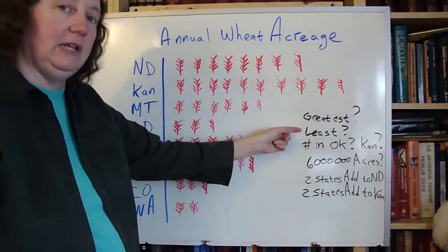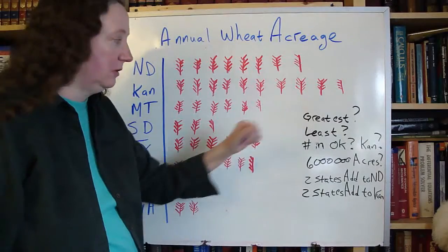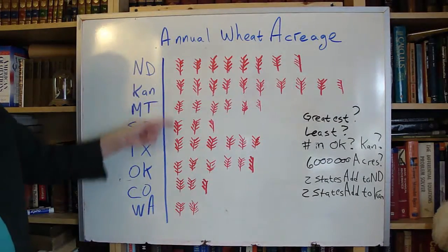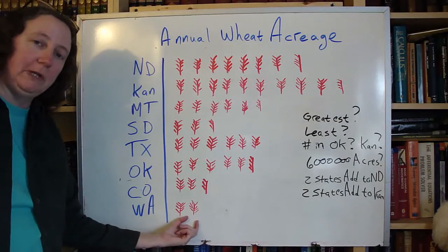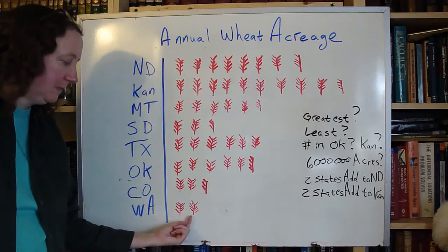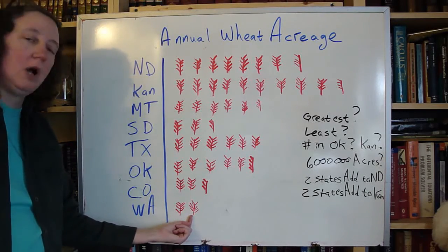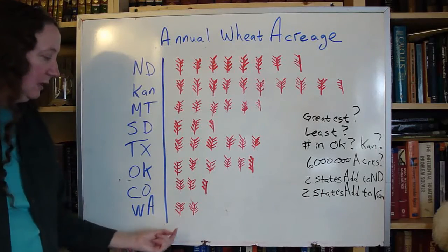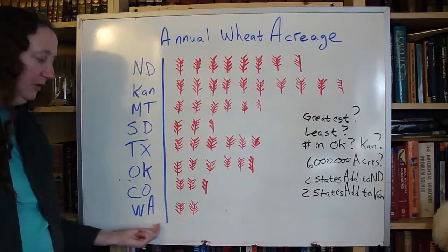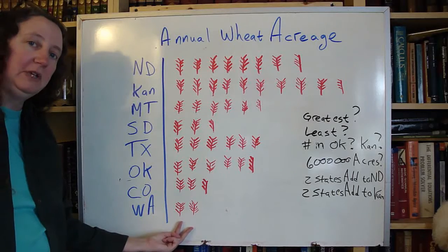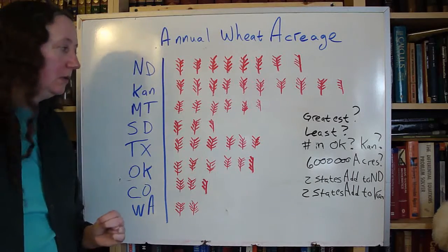Which state has the least number of acres? Find out which one has the fewest pictures in the row. And here we have 2 of them, and that is Washington State. So this is saying that Washington State has 2,000,000 acres of wheat being grown.